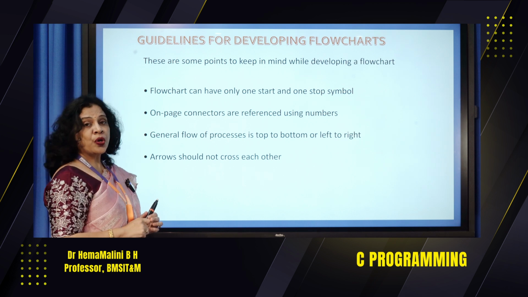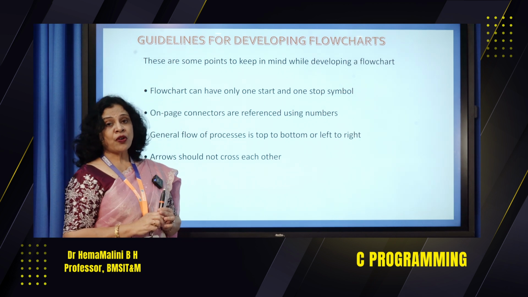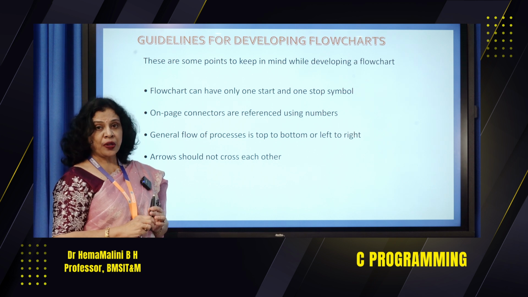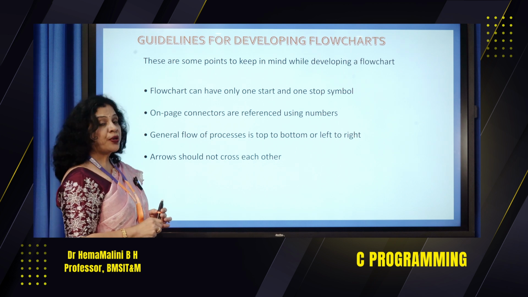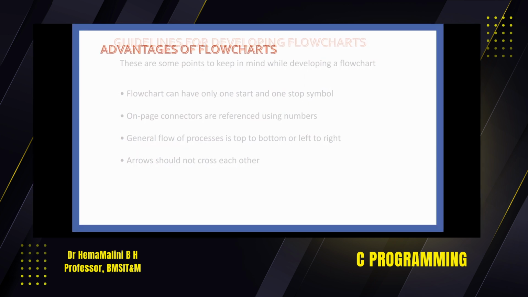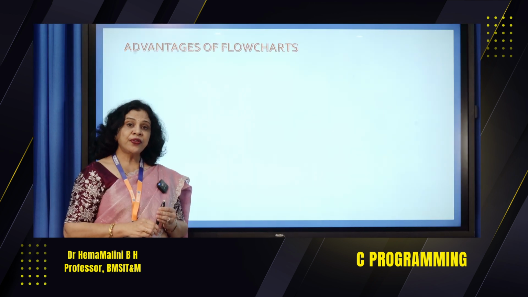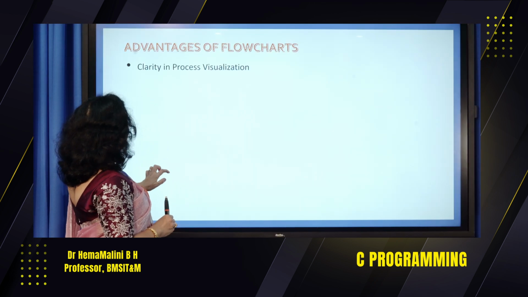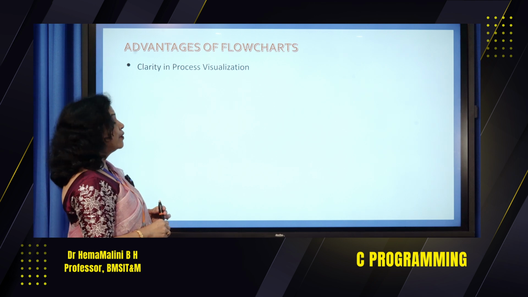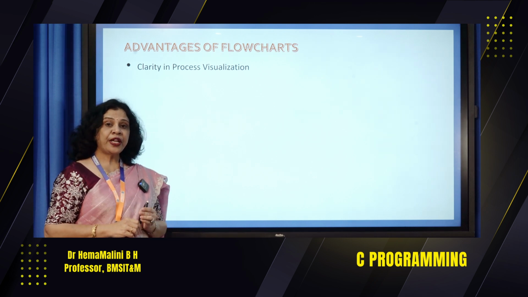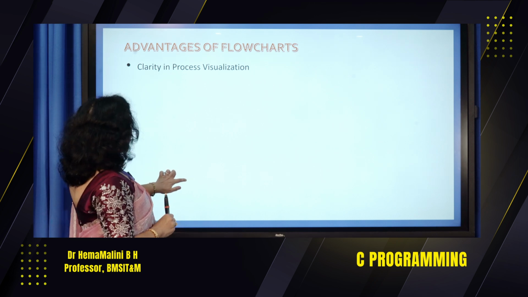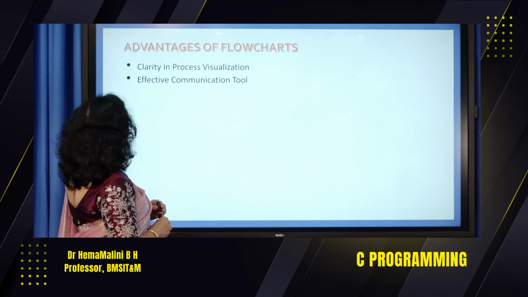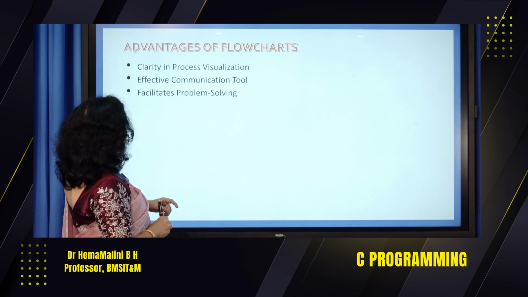Arrows should not cross each other, because when we talk of arrows, they are the control lines. So there should not be any overlapping of the arrows. They should not cross each other. Now, let us see the advantages of flowcharts. Clarity in process visualization. It is always good to visualize things. Clarity in process visualization, then an effective communication tool, and it facilitates problem solving.